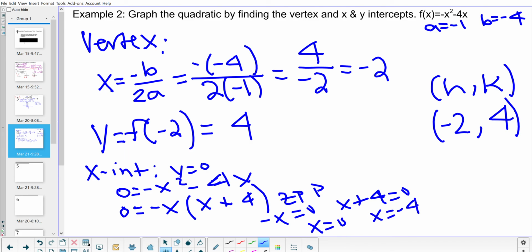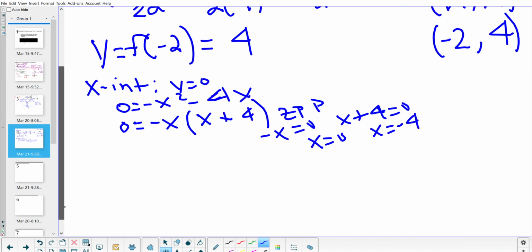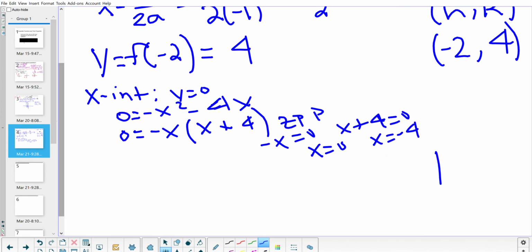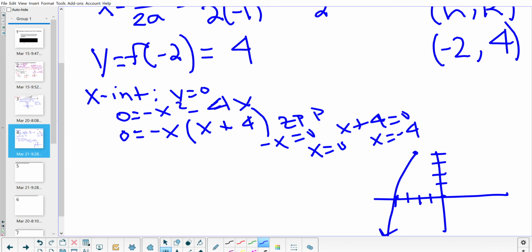Now, the y-intercept is when x is 0. If you plug in 0 here and here, what do you get? 0. We actually already found that. If you have an x-intercept of 0, that's also a y-intercept. Okay, so they wanted us to graph that parabola with this information. So we've got negative 2, 4. Then we've also got 0, 0. We've got negative 4, 0. Okay, so we've graphed it with the vertex and the intercepts.